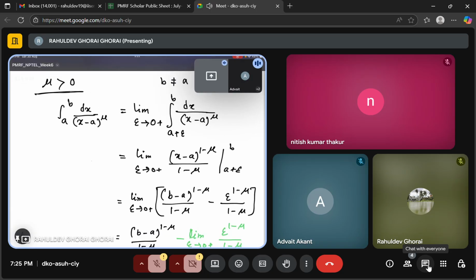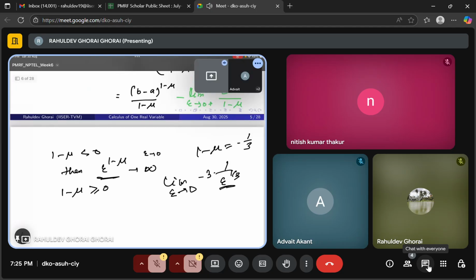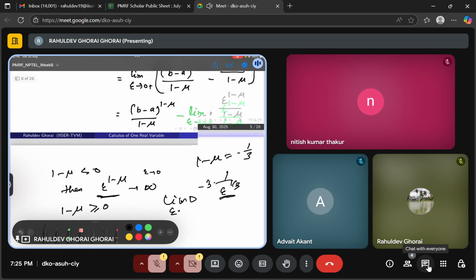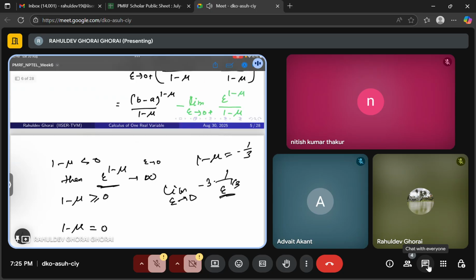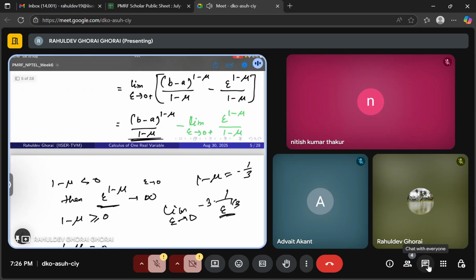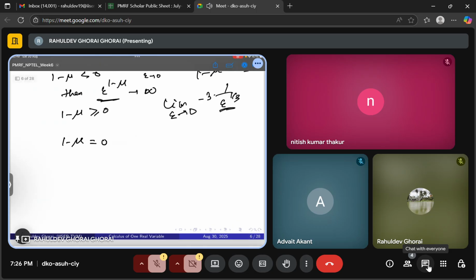So if 1 minus mu is less than 0, then we understand that epsilon to the power 1 minus mu will diverge. So this whole green thing will diverge. But when 1 minus mu is equal to 0, this whole term is not valid, because 1 minus mu is in the denominator. So 1 minus mu should not be equal to 0, and that we have to treat separately.